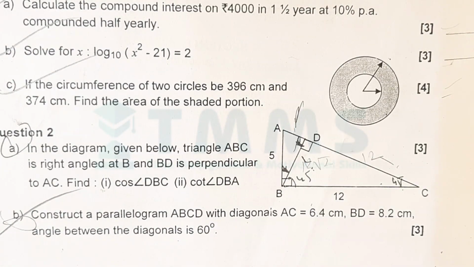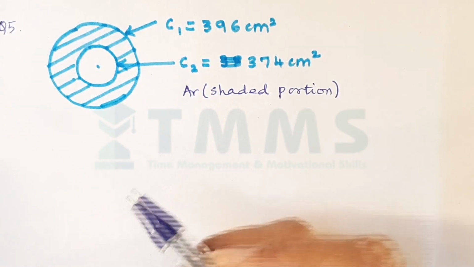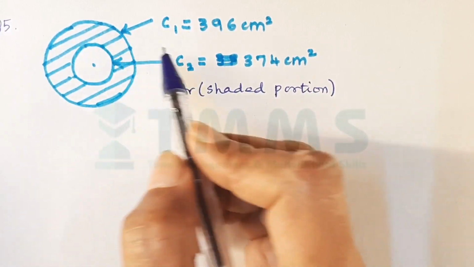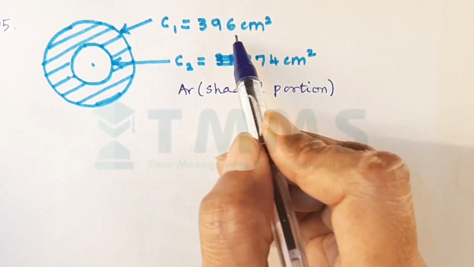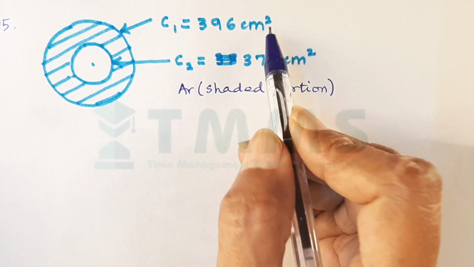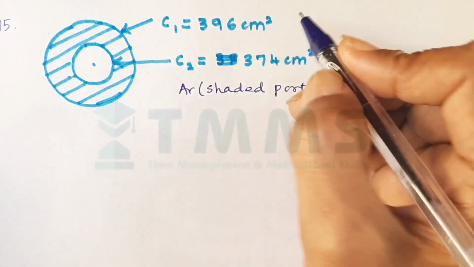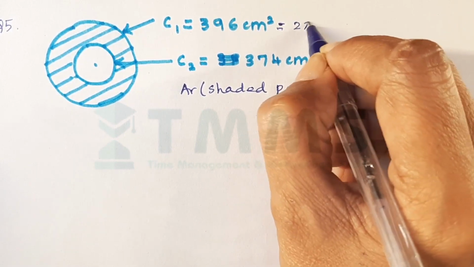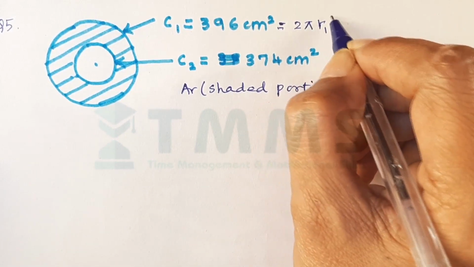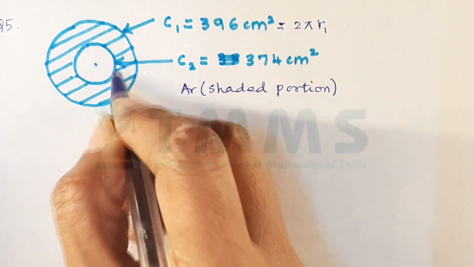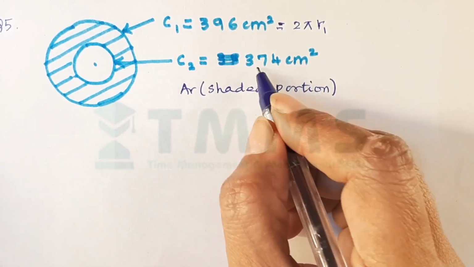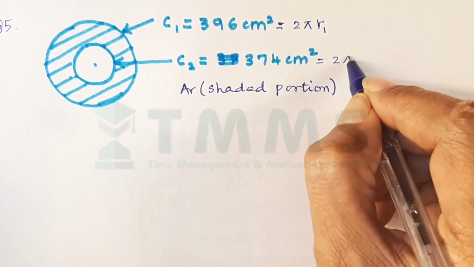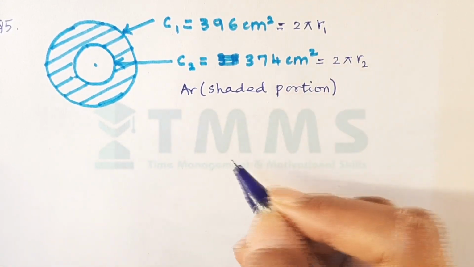So we do just that. So we have done just that. We have the outer circle. Circumference is 396 centimeter. I call it C1. And so if I know my formulas well, I will call that 2 pi R1. The inner circle has the circumference given as 374. And so I will write it as 2 pi R2.